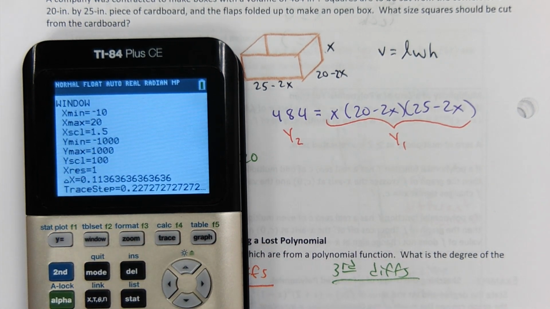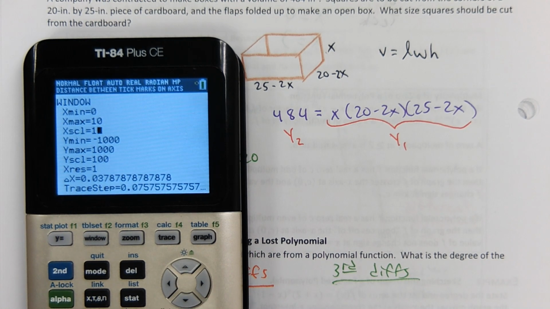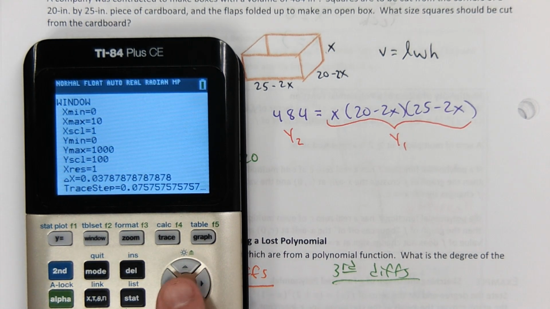So I'd go to my window, and I would say 0 to, what did we say, 10? And my y minimum, 0. My y maximum is already at 1000. Okay. And then just divide by 10. You'll get 10 tick marks. And hit graph.